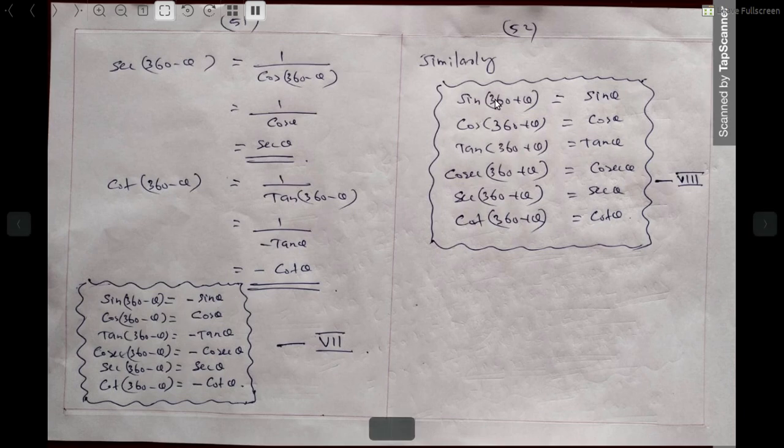And sin(360+θ), sin(A+B), you can check these results. sin(360+θ) is equal to sin θ, right? So you can check these results, right? Anyway, we stop here. We will meet again in the next class. Okay, right.